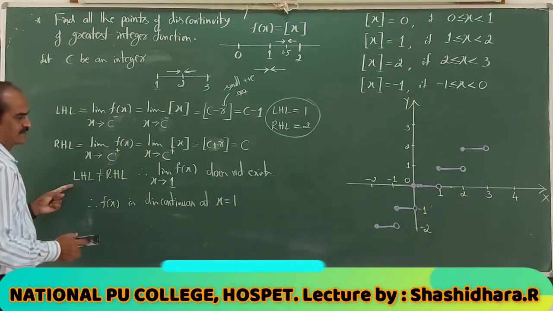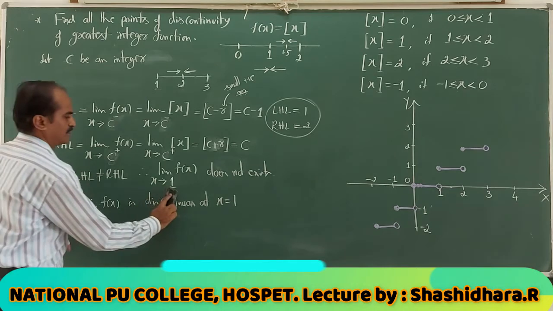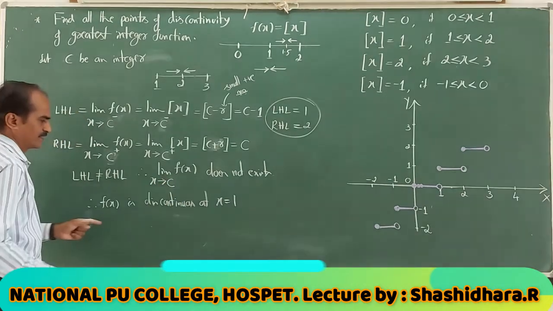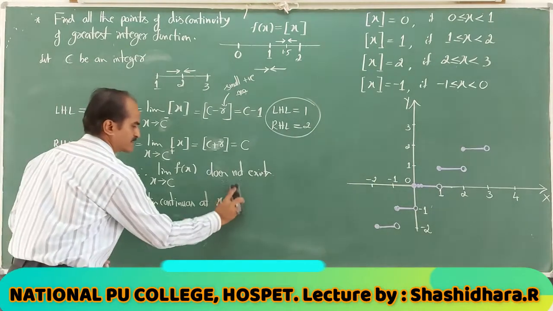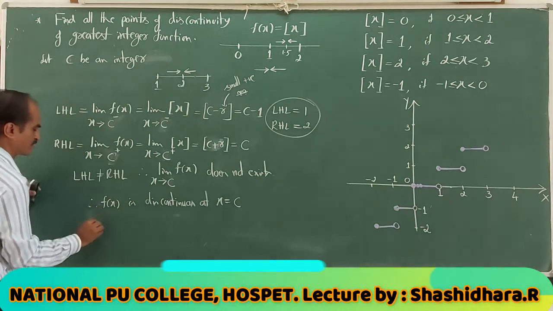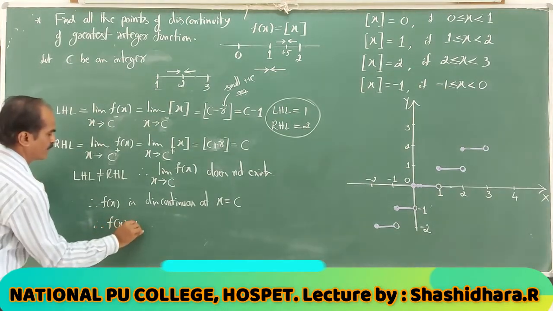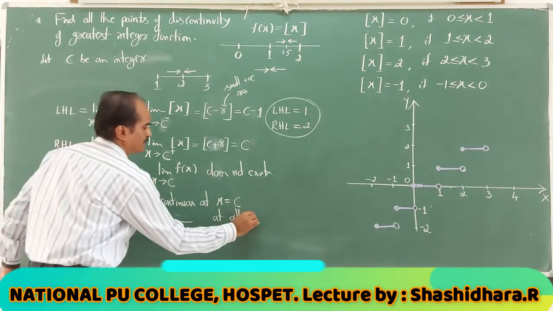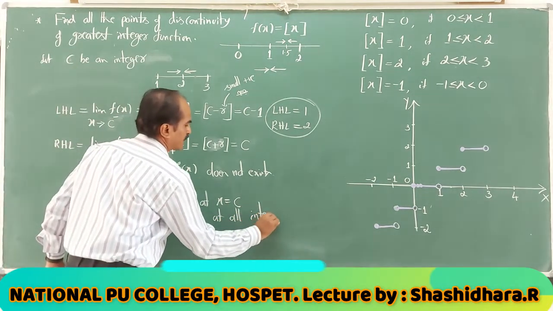So LHL is different from RHL. So the limit of f of x as x tends to C does not exist. Therefore f of x is discontinuous at x equal to C. But what does C represent? An integer. Therefore f of x is discontinuous at all integral points.